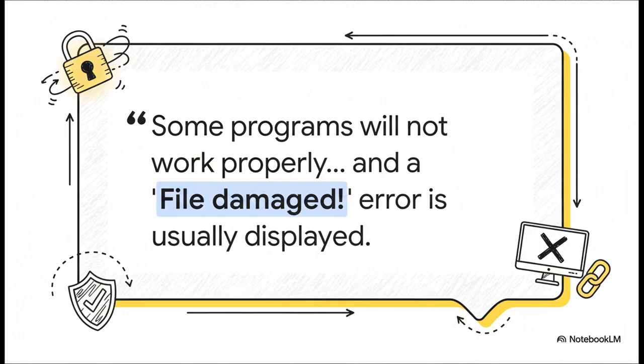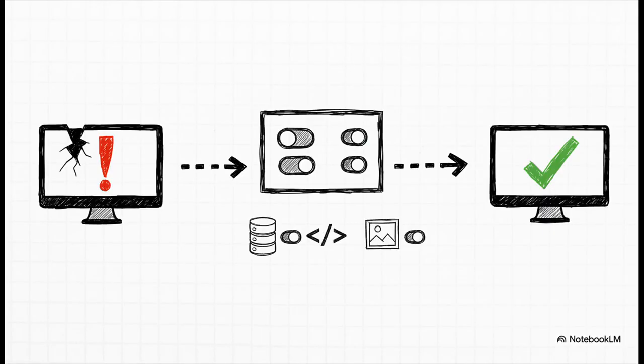So, how do you fix it? Well, it's basically a process of elimination. The official tip is to start by turning off encryption for the data, code, or resource sections. Just uncheck them one by one and see which one makes the error go away. It's a simple but really effective troubleshooting step.